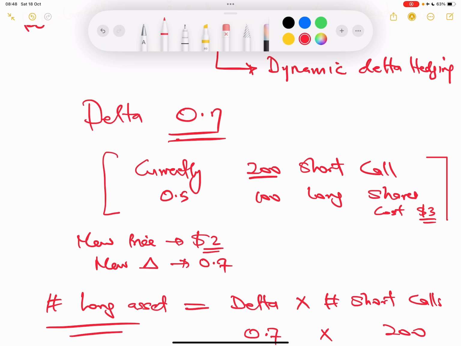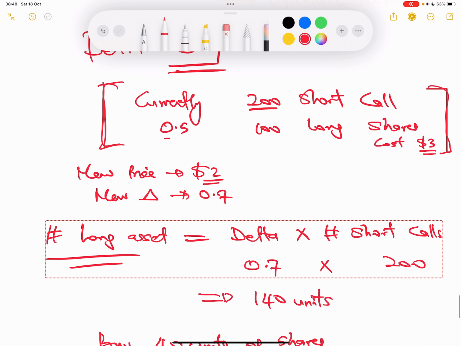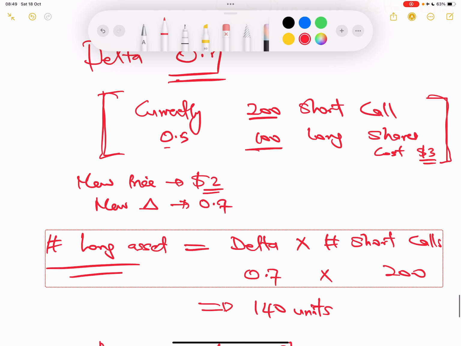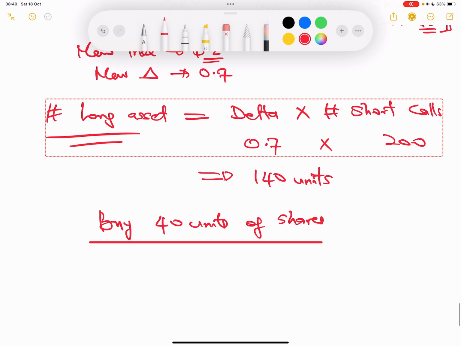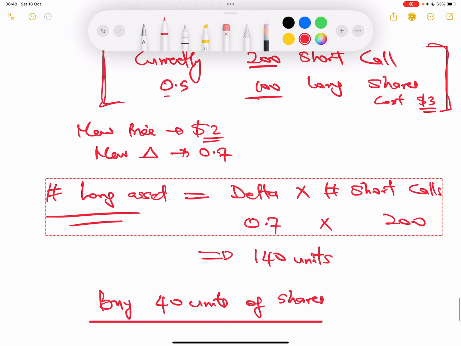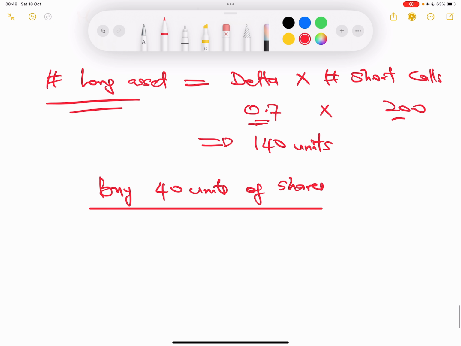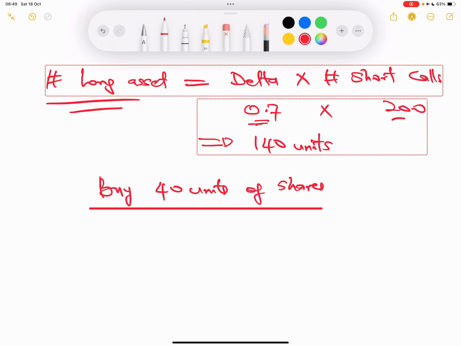Because this portfolio is not balanced, as delta is no more 0.5, it is 0.7. So if you do 0.7 times 200, that is 140. So 100 is what we currently have. 100 is not equal to 140. So we need to buy 40 more so that we have 140 shares, equal to 0.7 times 200. And that's how you rebalance. And that is what delta is used for.